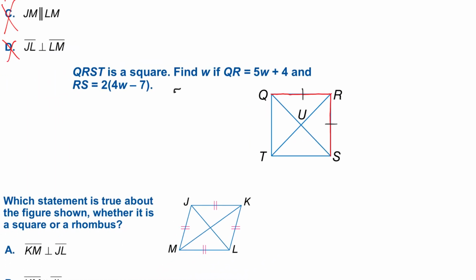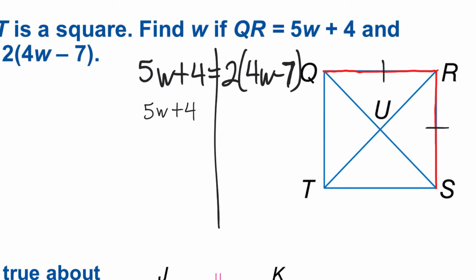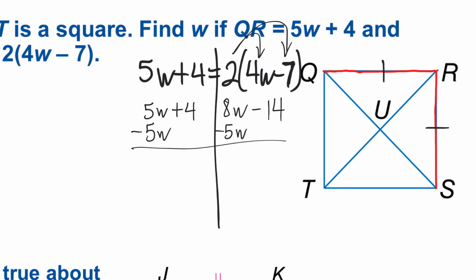So we're just going to set that equal, solve for W. So we have 5W plus 4 equals 2 times 4W minus 7. All right, and then just solving. What do I get on that right-hand side? 8W minus 14. Okay, when I distribute, I get 8W minus 14. Okay, then what do we do? Minus 5W from both sides. So we get 4 equals 3W minus 14. Plus 14. 6.